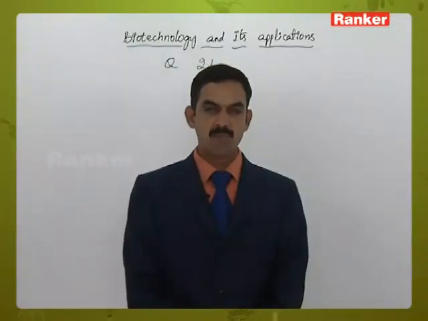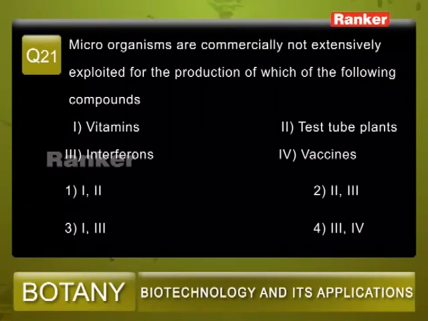Question number 21. Microorganisms are commercially not extensively exploited for the production of which of the following compounds? 1. Vitamins, 2. Test tube plants, 3. Interferons, and 4. Vaccines. Options: first one 1 and 2, second one 2 and 3, third one 1 and 3, fourth one 3 and 4.